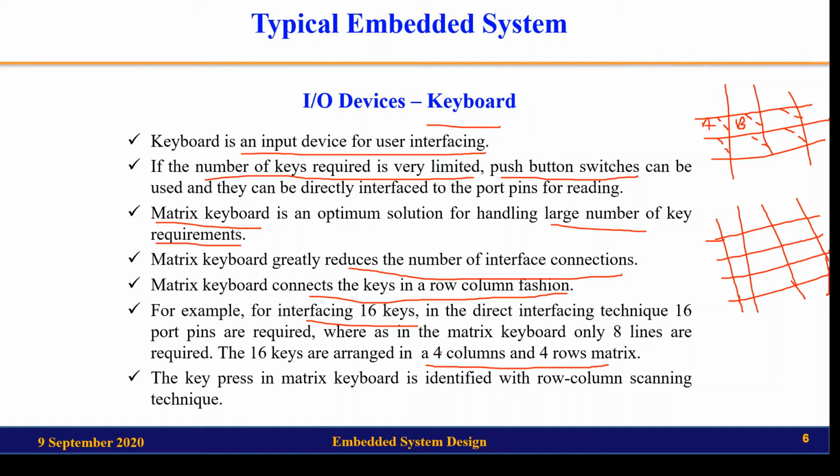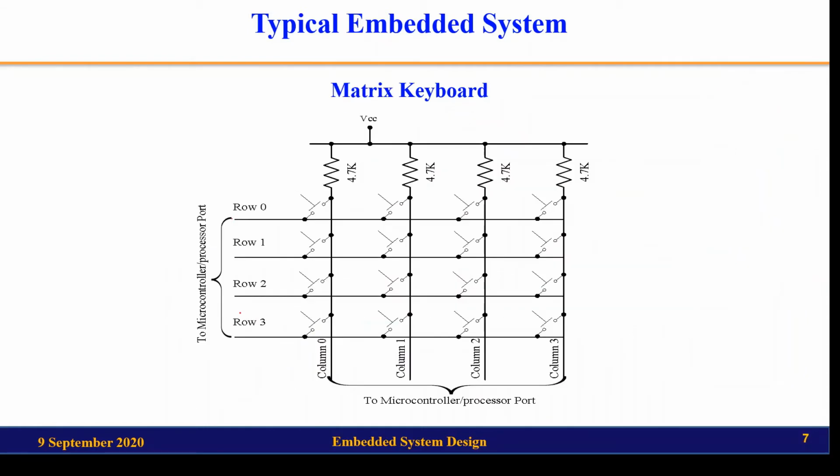So this is nothing but the 4x4 matrix which we have just discussed. You have 4 rows here: row 0, row 1, row 2, row 3, and column 0, column 1, column 2, column 3. You can see that each push button represents a key. These rows as well as the columns are connected to the microcontroller or microprocessor port pins.